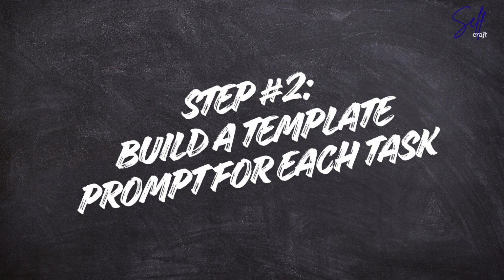Now we go to step number two. Build a template prompt for each task. For each task on your list, you're going to write down one template prompt. Not a fresh prompt every time, but one template which has placeholders for the bits that change. A placeholder is just a fill in the blank kind of thing. You fill it in each time you use it, and it's different from one use to the next. The topic, the audience, the specific context. Everything else in the template stays the same, but these little parts keep changing.